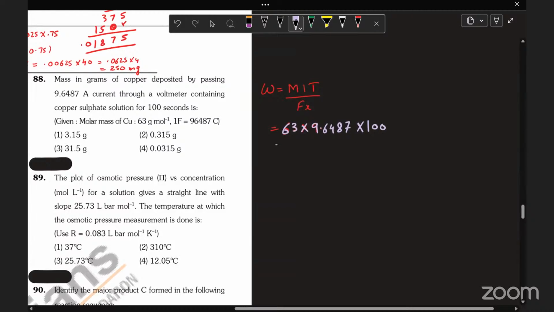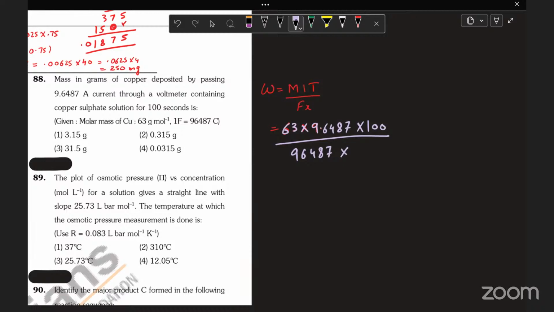All right. Simple calculation. Then you have F, and the value of F is given as 96487. This is the more accurate value. Otherwise, we use 96500, which is the approximate value, right? If they had not given it, we might have used it. And the value for x: this is copper sulfate, right? So copper sulfate will have a copper 2+ charge, and to deposit copper, 2 moles of electrons will be required. So this value will be 2.